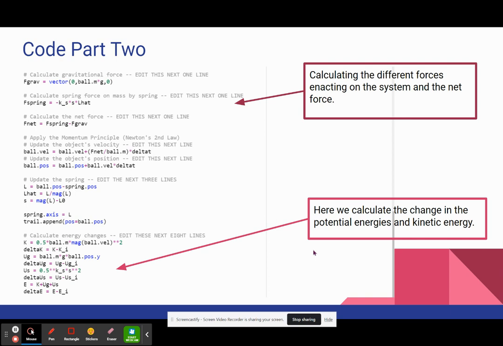And in part 2 of the code, we calculate the different forces acting on the system and the net force. And then here we calculate the change in the potential energies and kinetic energy. It's important to note here that work is just a change in energy, and the value of work is the force vector times the change in position, and thus that's why we use these forces.